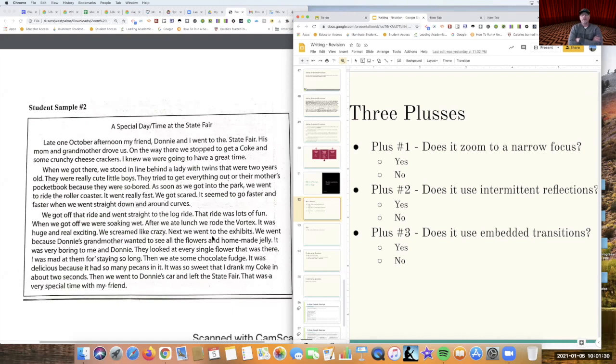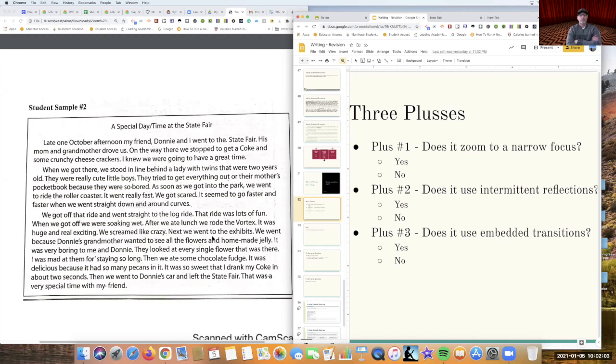So there are some things that I think you can point to and say, yeah, there's evidence of a narrow focus here, here, and here. There's evidence of embedded transitions here, here, and here. But like that number two, the intermittent reflections, sometimes there's going to be conversation, and that's okay. It makes some people uncomfortable, but I love those conversations because you get to build a case. You kind of get to make a courtroom out of an essay, which I think is always kind of interesting.